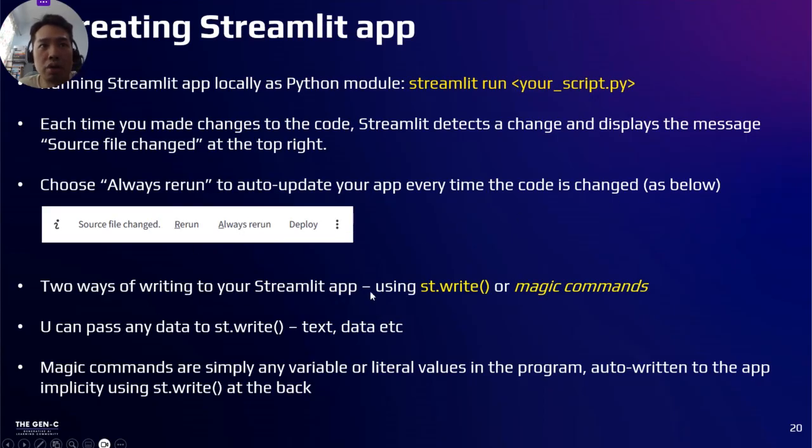There are two ways of writing to your Streamlit app, which is using st.write, or you can use magic commands. So you can pass any data to st.write, which can be text or data. So what are magic commands? Magic commands are simply any variable or text value in the program, which is auto written to the app implicitly using st.write at the back. So it's actually transparent to you if you use magic commands.